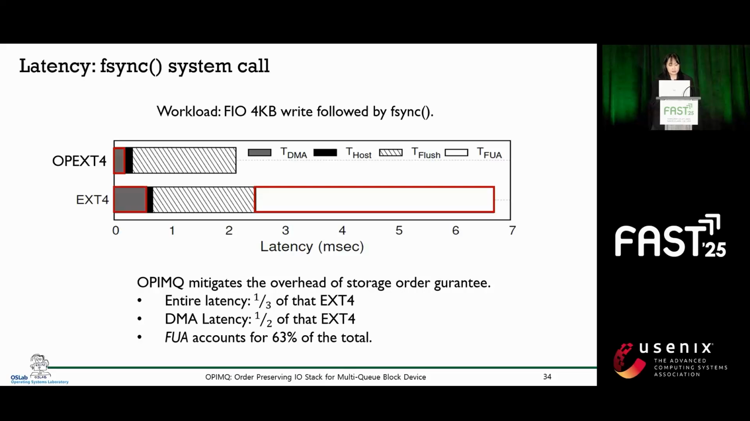First, we compare fsync latency between OPExt4 and the legacy ext4. When fsync is called in ext4 journaling, file data and journal log blocks must be written before the journal commit block to maintain consistency. To enforce this order, the legacy ext4 waits until file data and journal logs are fully written to the storage device before dispatching the journal commit block. OPIMQ eliminates the DMA transfer delays and the overhead of the FUA flag associated with enforcing this order. As a result, fsync latency in OPExt4 is reduced to 1/3 of that in ext4.